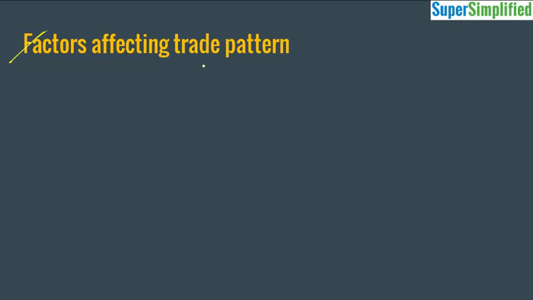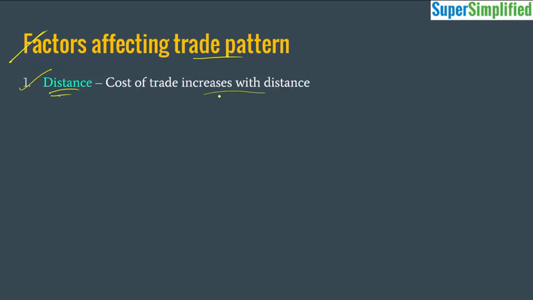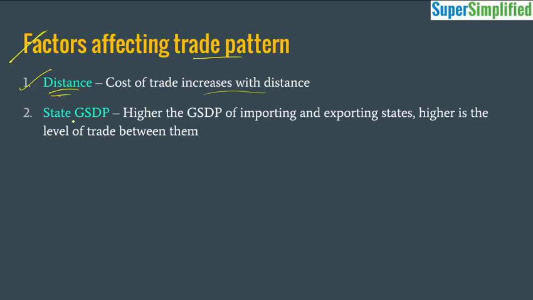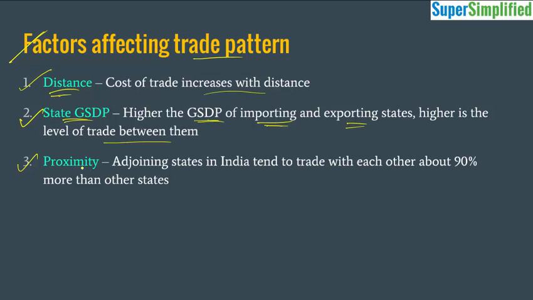Now let's see some of the factors which affect the trade pattern. These are some of the general factors, and they are relevant to the interstate trade within India also. So first thing is the distance. The cost of trade increases with distance. That is why the states which are distant tend to trade less. Then the state GSDP is also important. Higher the GSDP of importing and exporting states, higher is the level of trade between them. Then comes the proximity. This is quite obvious point. Adjoining states in India tend to trade with each other about 90% more than other states, right?